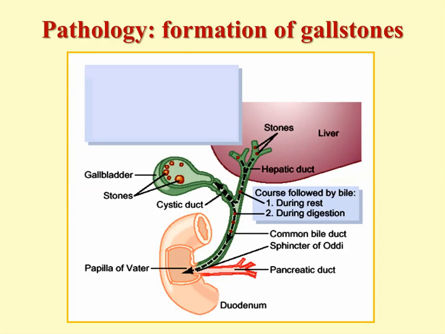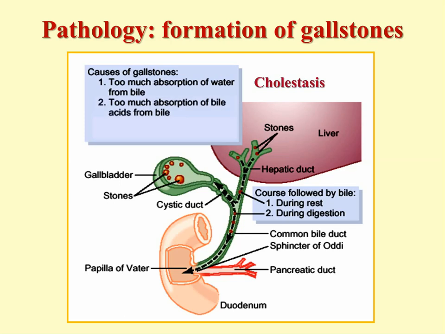Now let's observe some portion of pathology. Formation of the gallstones. Causes of gallstones. Too much absorption of water from bile. You see, it can happen when bile stays for a very long time in the gallbladder. It's cholestasis. So it shows that great intervals between meals are not very good. Then, too much absorption of bile acids from bile, too much cholesterol in bile, and inflammation of the epithelium, the last possible reason.